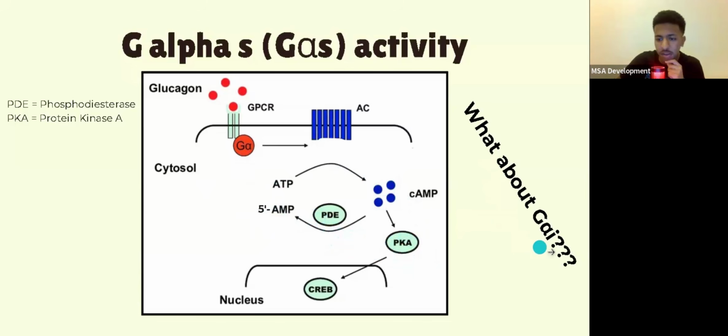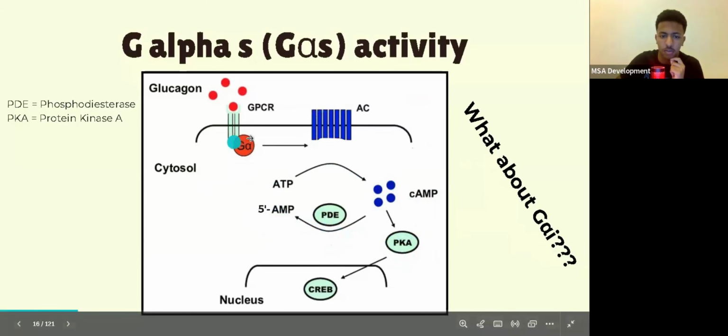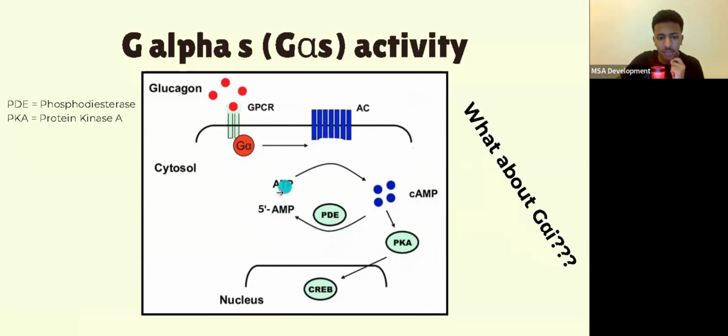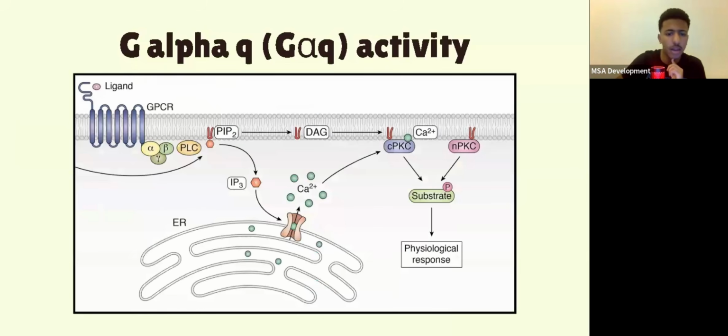And what about G alpha I? G alpha I is going to do the opposite. It's just going to inhibit AC. So if it inhibits AC, we have less ATP being converted to cyclic AMP, and we have less cyclic AMP, so we have less activation of protein kinase A. Pretty simple, straightforward. This is the easiest one, G alpha S and I. Now let's talk about G alpha Q. Again, it's simple, but you need to focus.